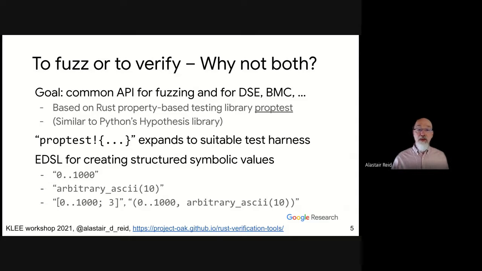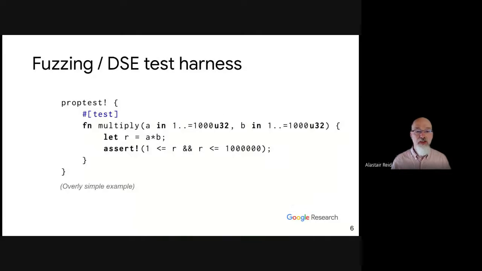The other part of PropTest is a domain-specific language for creating structured symbolic values. So you can create values in a range, you can create ASCII strings of a certain length, but you can also create arrays of values in a range, tuples of a range and strings, and in fact you can build arbitrarily complex structures using this EDSL. So let me give you a quick demonstration of what that looks like.